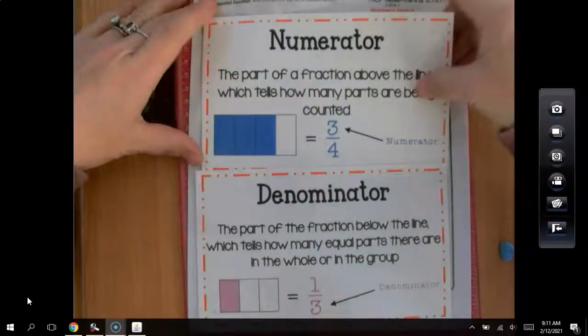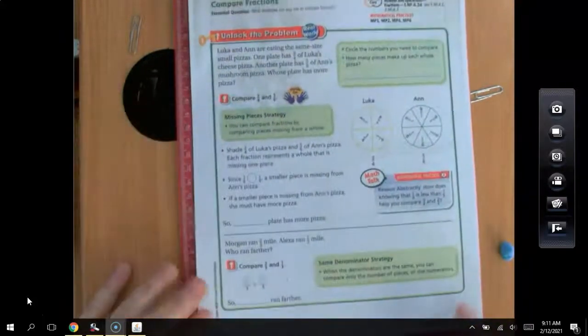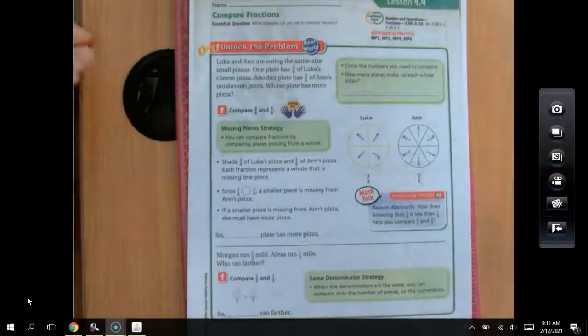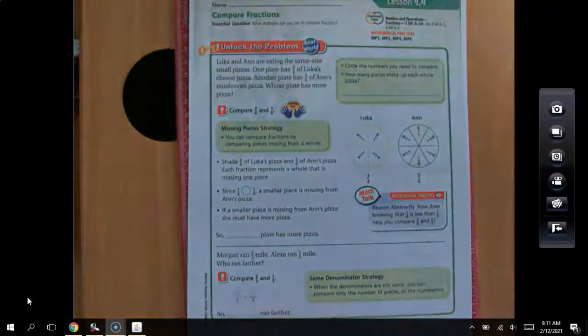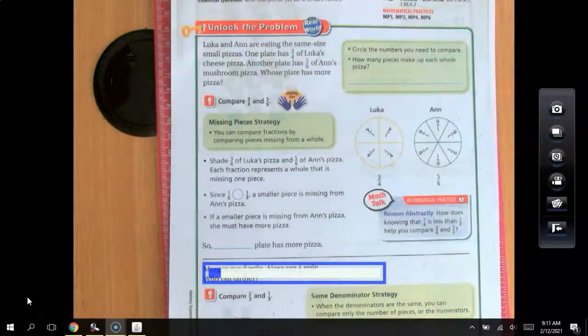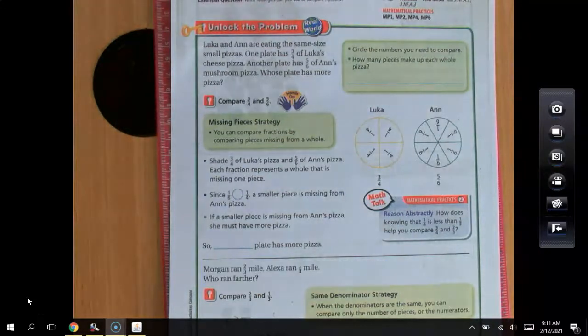Okay, so go ahead and turn to page 525. Your paper should look like mine. Okay, we're going to go ahead and get started. Today we're going to be comparing fractions. We're going to be looking at fractions, and deciding which fraction is bigger than the other, or maybe less than the other. So let's go ahead and get started.